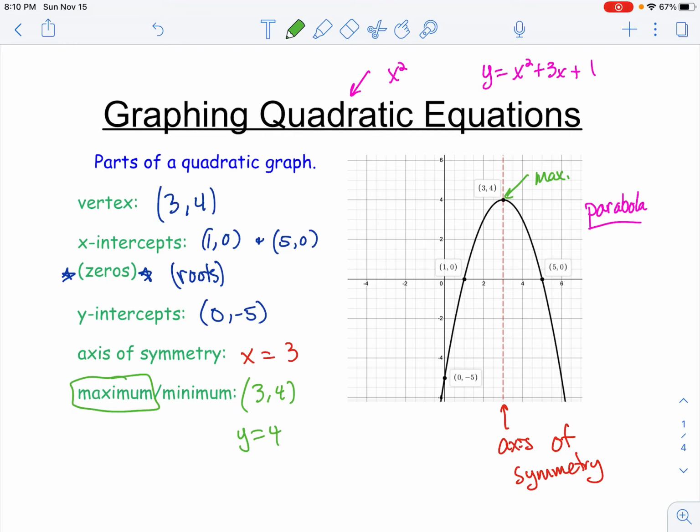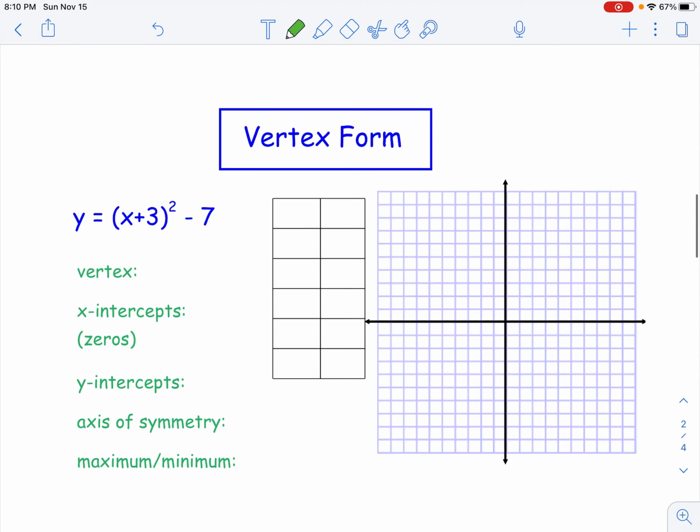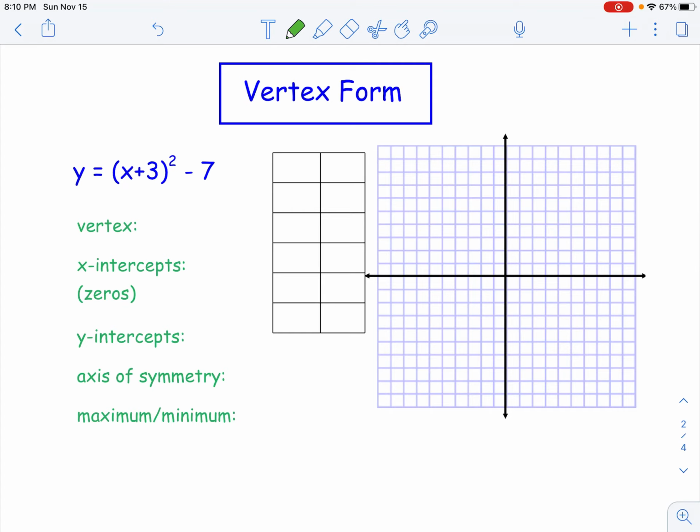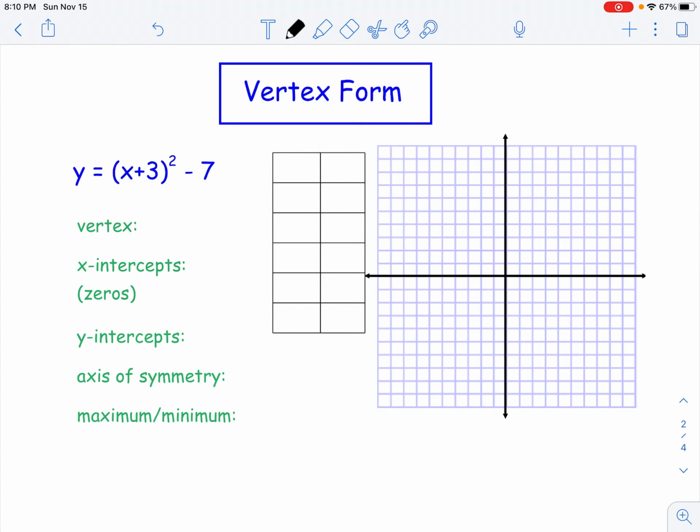I have 3 examples we're going to talk about in this notes video, and all 3 of them are in different forms. So let's start with the first one. The first one is called vertex form. We're going to do this one by hand, and then we'll use a calculator to help us with the others. So let's first start by making a table of this equation.